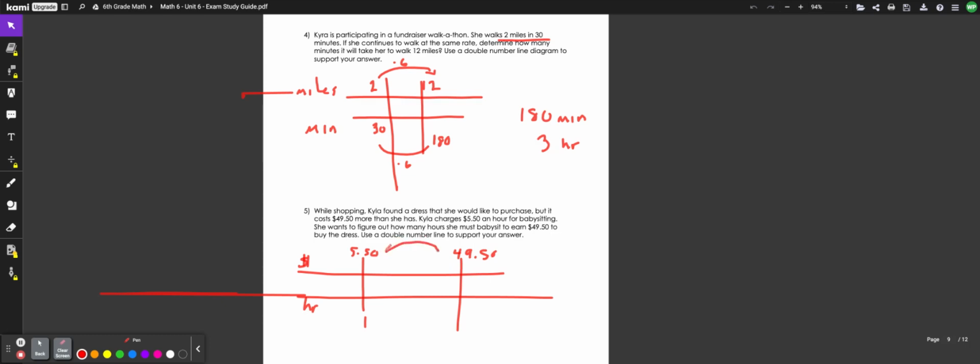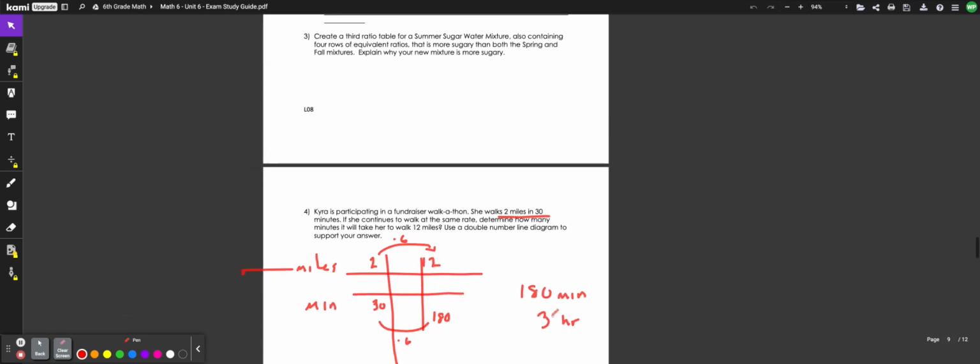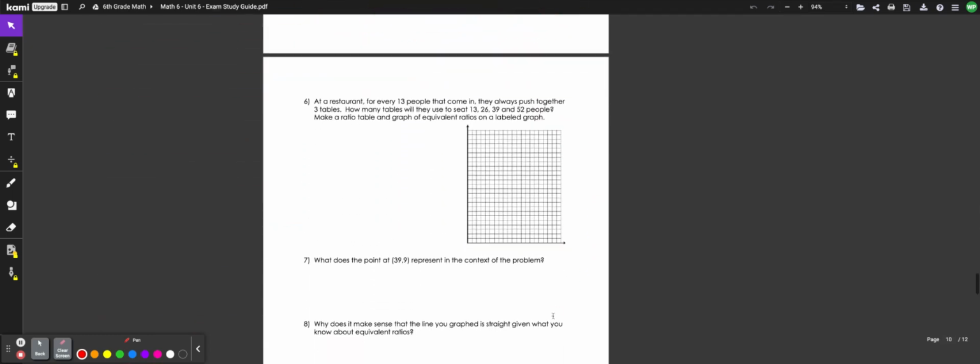Well, $5.50, when we multiply that times 9, that's how we get $49.50. We could figure that out by dividing $49.50 by $5.50. That's how we got the 9. And this 9 in this context represents the number of hours that Kyla would have to work in order to earn $49.50. Great.